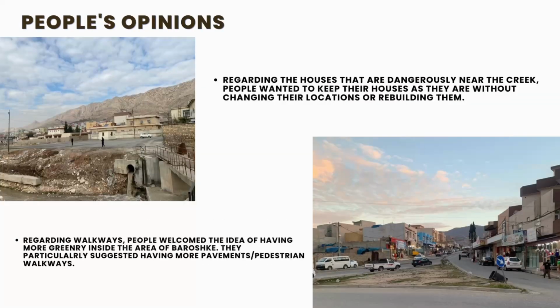People's opinions regarding their houses that are dangerously near the creek: people wanted to keep their houses as they are without changing their locations or rebuilding them. Regarding walkways, people welcomed the idea of having more greenery inside the area of Baroshke. They particularly suggested having more pavement and pedestrian walkways.